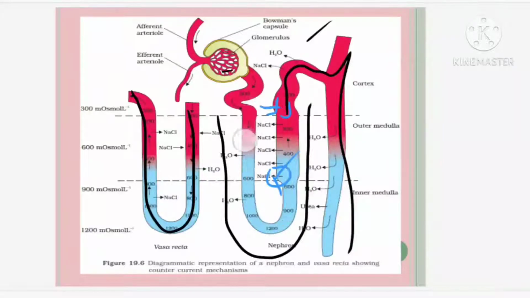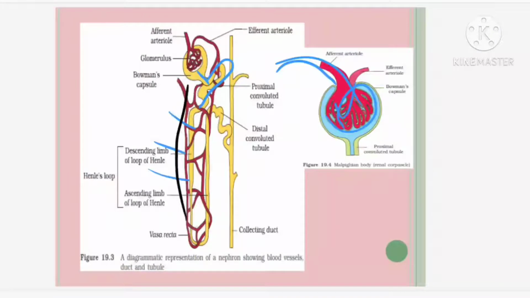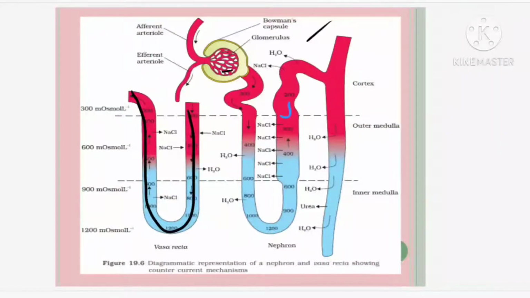Now when you look at the structure of the nephron, you have to see that the nephron itself is surrounded by what? The blood capillaries, especially around the Henle's loop. So this red part is the blood capillaries, and we call them vasa rectae. Vasa rectae is the term used for the capillaries surrounding the Henle's loop. Actually we have drawn it separately, but it will be somewhat here.